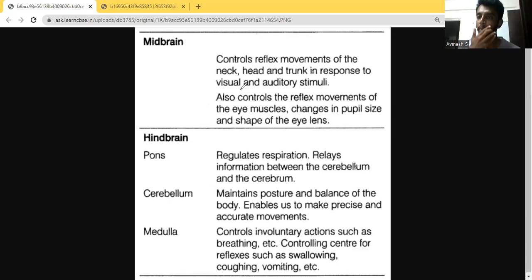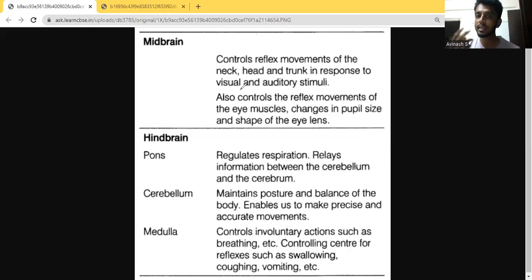A part of these reflex movements are controlled by the spinal cord, which we already saw as reflex action. But a few reflex movements with respect to the head, neck, and trunk are also controlled by the midbrain, especially the reflex movements we do in response to whatever we see and whatever we hear. For example, if you have a friend who is saying something secret in a very feeble tone, we immediately go near the friend. We actually lend our ear. So we are doing a movement, and those movements are controlled by the midbrain.